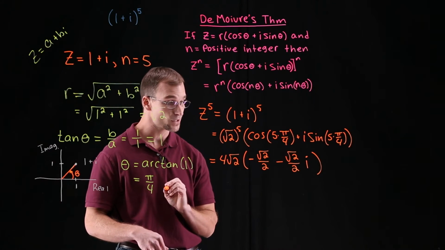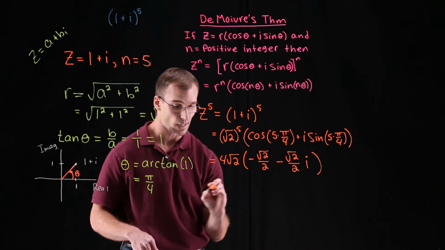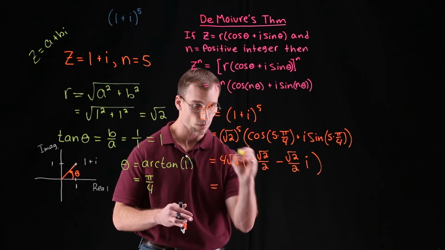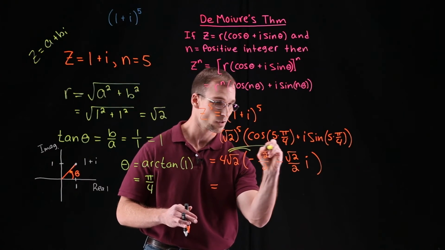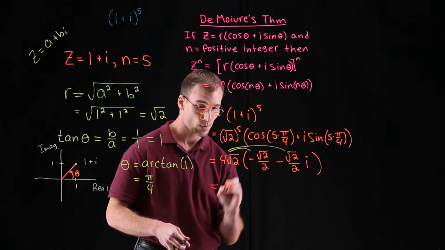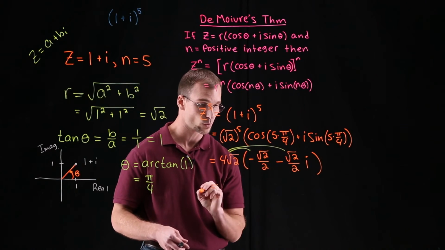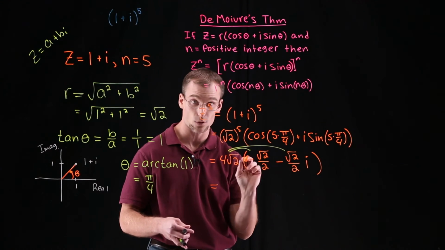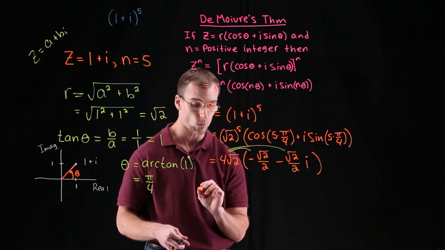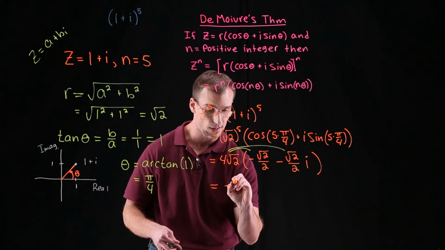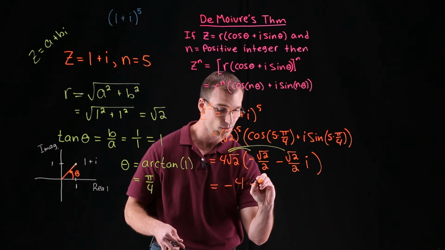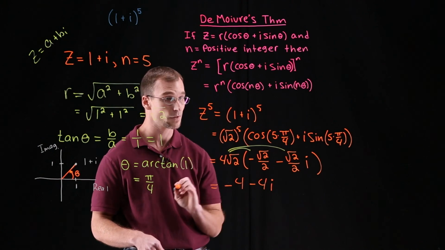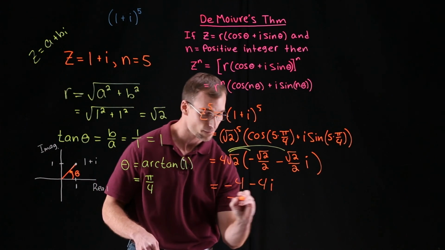We're going to continue to write this in standard form, so we multiply through with our constant. If we distribute our 4 times the square root of 2 in here, we see that the square root of 2 times the square root of 2 will just give us 2 on top. So we'll actually have 2 over 2 for both of these terms, and those will cancel, and all we'll be left with is a 4. So in the end, we're going to have the constant negative 4, and then minus 4i. And that's equal to our z to the fifth, or (1 + i)^5.